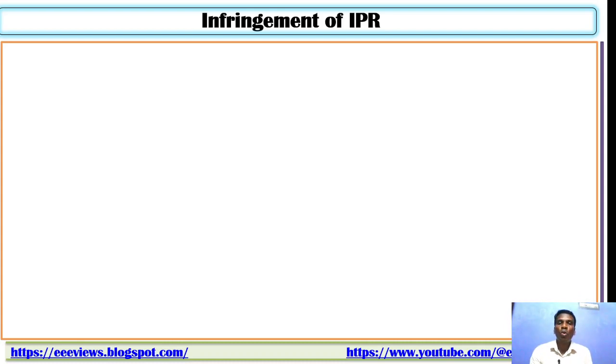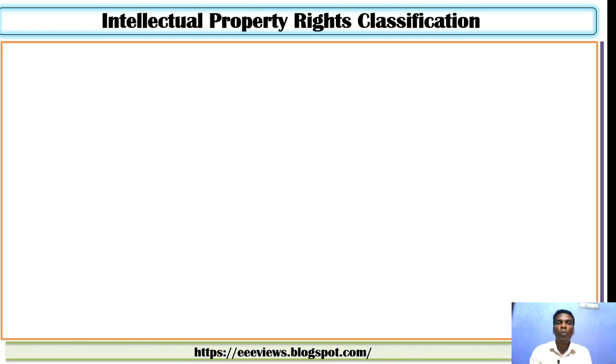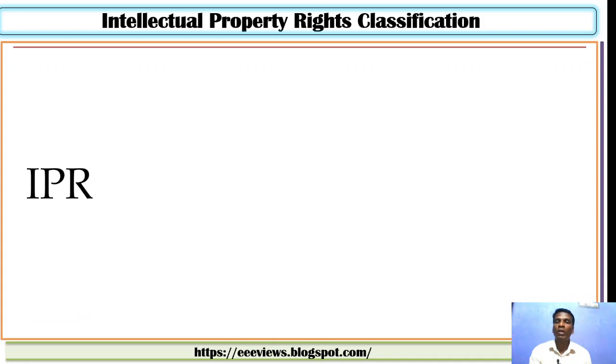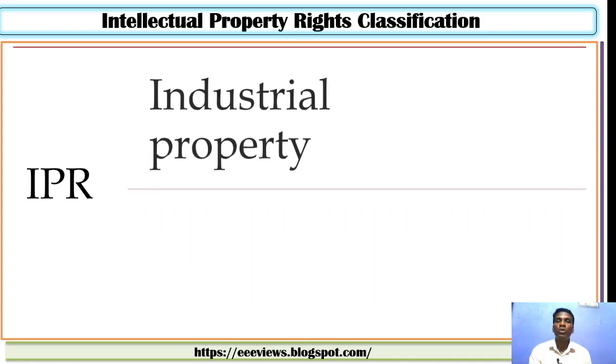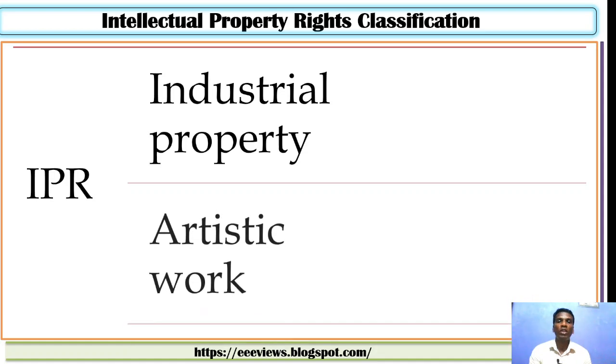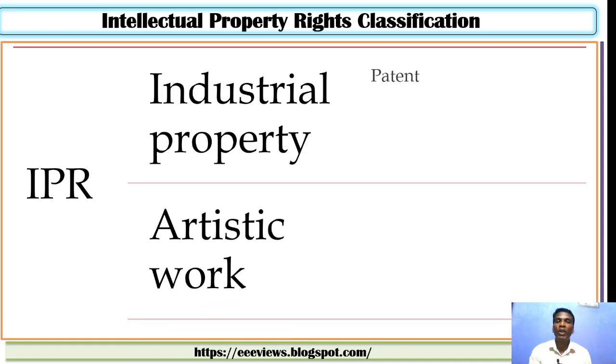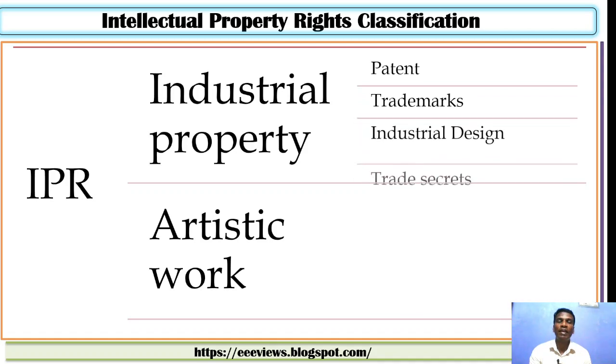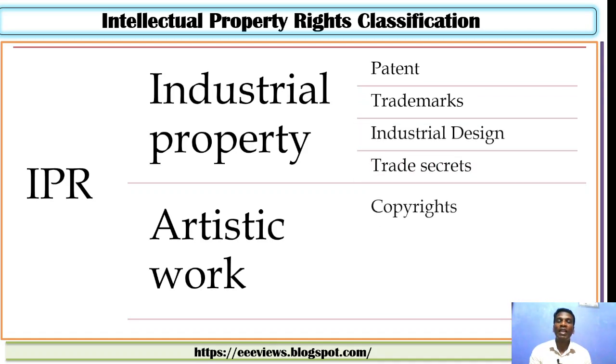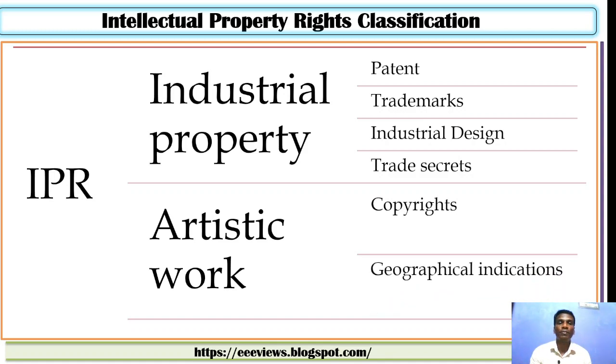Before going to discuss the topic, we will have a quick recap of what we have discussed earlier, that is the classification of intellectual property rights. Intellectual property rights are classified broadly into two categories, based upon the creator's works and their application: industrial property and artistic work. Industrial property is further classified into patents, trademarks, industrial designs, and trade secrets, and artistic work is further classified into copyrights and geographical indications. So this is the classification of IPR.